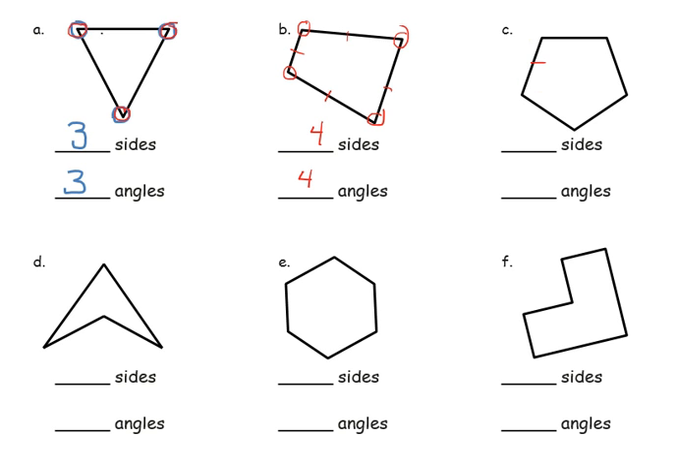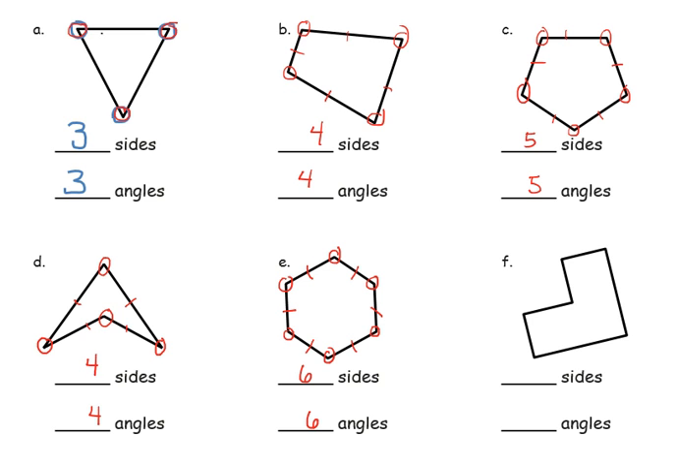In shape C, I count that I have 5 sides and 5 angles. In shape D, I have 4 sides, and when I count my angles, I would count this corner, and this inside corner as well. So we have 4 angles there. In the next shape, I have 1, 2, 3, 4, 5, 6 sides and 6 angles.